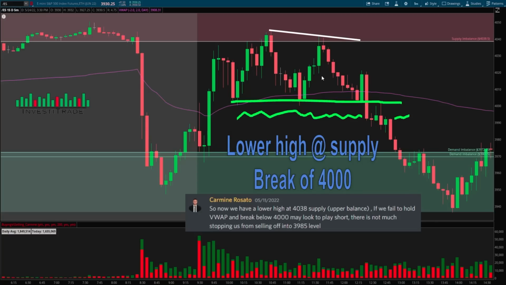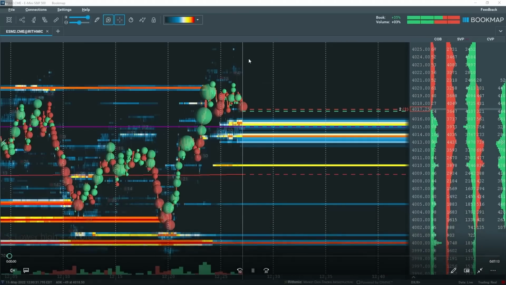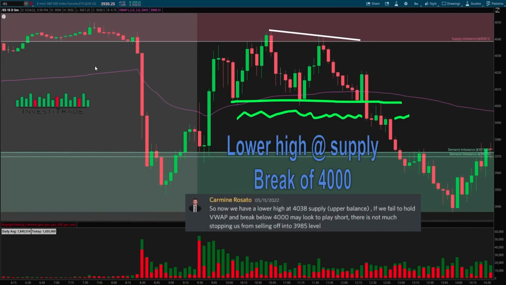Now, here we have a lower high at supply and a break of 4,000. This is another nice setup. I got one more after this. So here we have a lower high at supply. Lower highs basically just show that buyers failed to provide more fuel to the fire to bring us past the previous high. When we see it at supply, it's a very bearish sign.